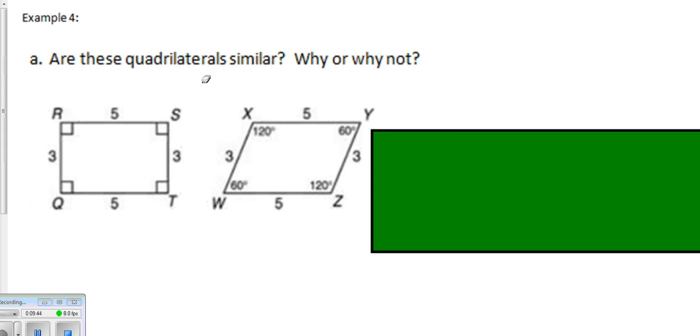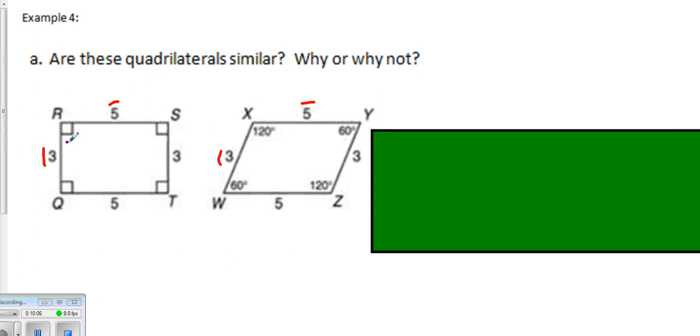Example 4. Are these quadrilaterals similar? Why or why not? And when we look at some of our lengths, we have like 5 and 5. That's a ratio of 1 to 1. We have 3 to 3. That's also a ratio of 1 to 1. So the side lengths do make equivalent ratios.